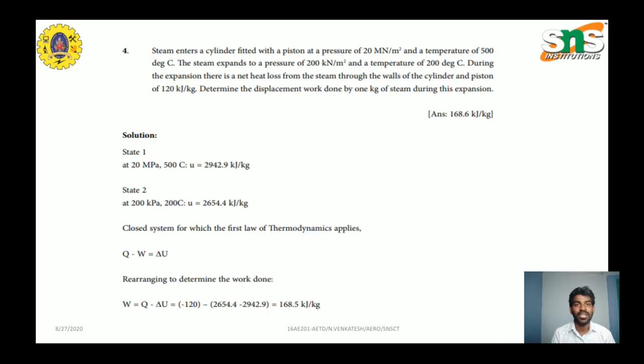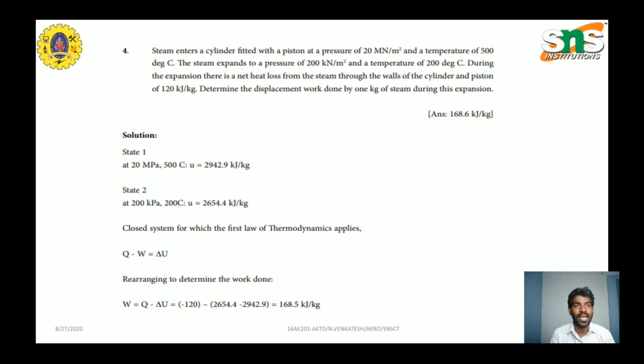In this solution, state 1 is considered as the entry section and state 2 is considered as the exit section. These are the values of state 1 and state 2. For a closed system, the first law of thermodynamics applies. We know that Q minus W is equal to del U. Rearranging the equation, the work done W is equal to Q minus del U. So this is the Q, and finally we get the work done value.